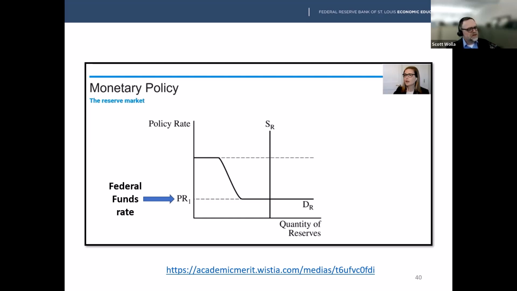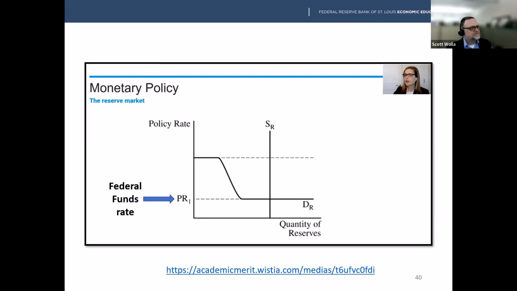We have the quantity of reserves on the horizontal, the policy rate on the vertical. They use a policy rate to generalize, so it's not specific to the Fed. Of course, here in the United States, the policy rate of the Federal Reserve is the federal funds rate. And then we have the supply curve on the flat part of the demand curve, which is the signal that this is a central bank operating in the ample reserves regime.